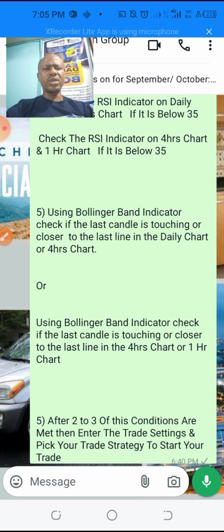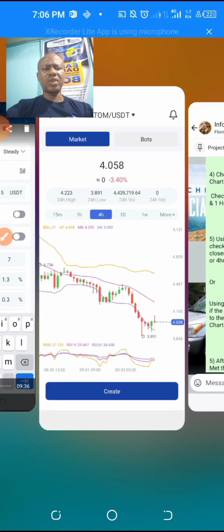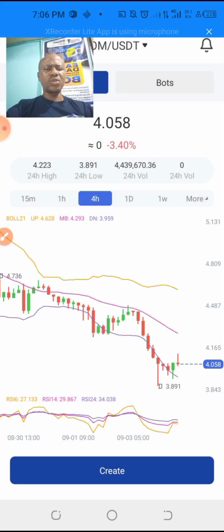Then using the Bollinger Band, let the candles touch the last line. Then you can take 2.5 to 3.5 or more. So Atom is the only coin that is giving me that condition. It made those three conditions.